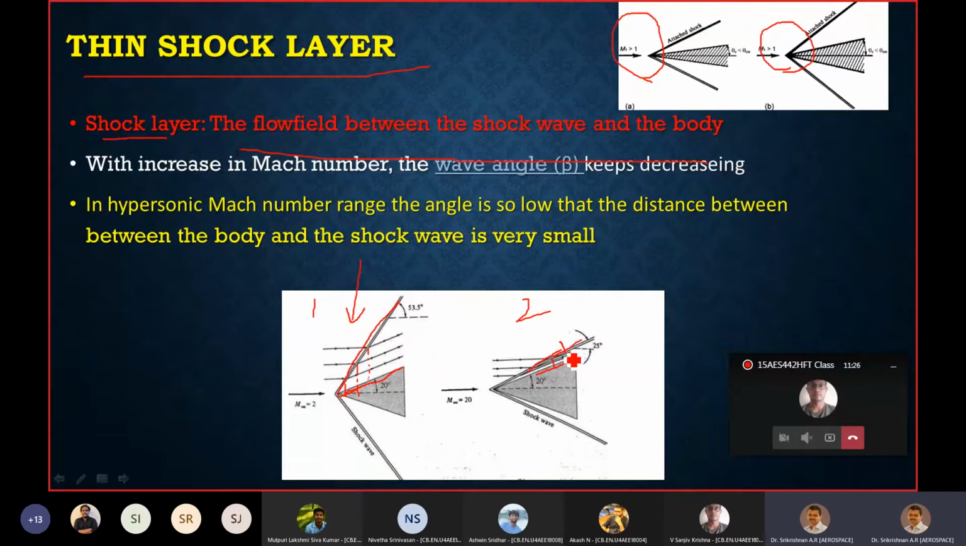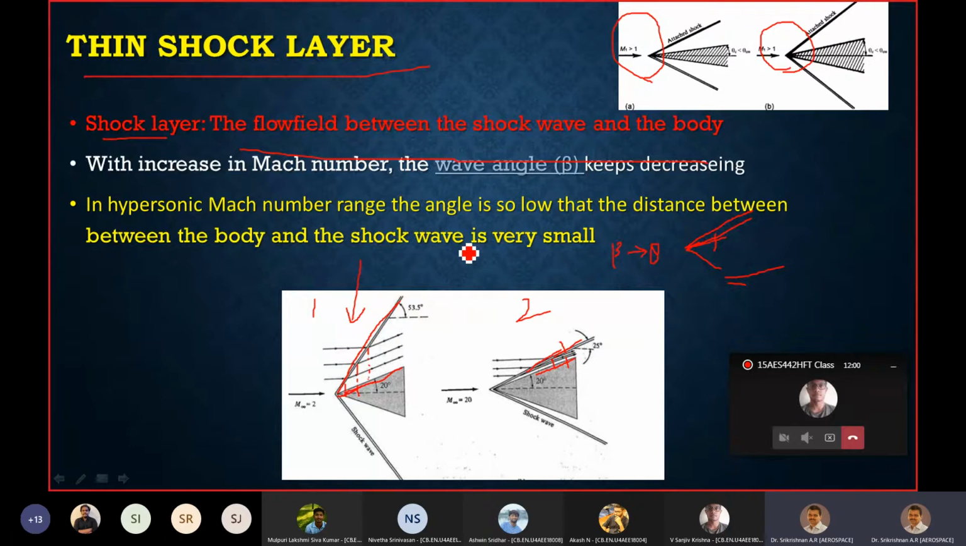That is, say, like this. If you have a body like this, a corner or a pointed body, the shock wave will be very close to the surface, or in other words, the angle beta will be close to theta. Beta will approach theta as M tends to infinity, as the Mach number increases. So this is an important observation.